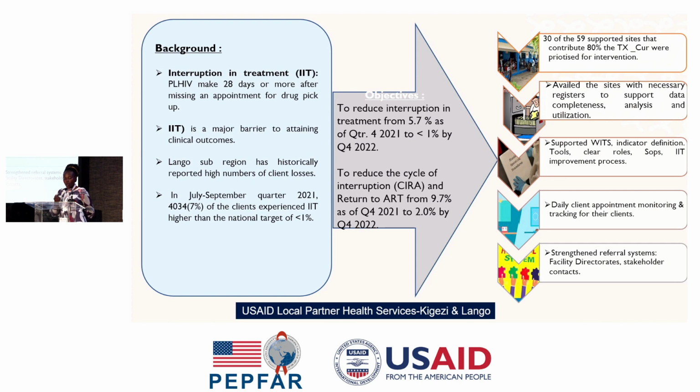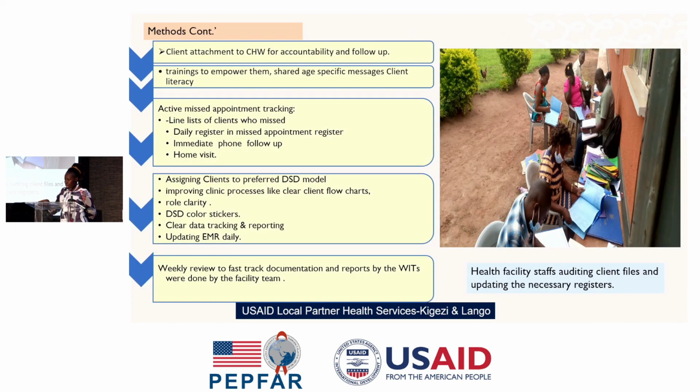We also worked with stakeholders. We brought on very many other stakeholders to strengthen our referral systems. We made sure the necessary directorates and referral networks are open and known to everyone to make sure that referrals are done. At the same time, there was also a USAID priority of ensuring that all clients are attached to a community health worker for support. So we made sure that all our clients are attached to a community health worker to increase accountability.